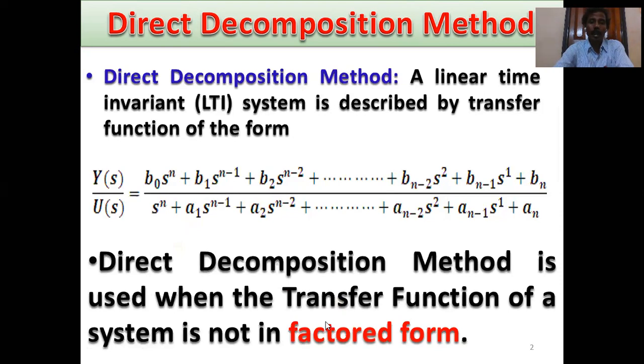Direct decomposition method is used when the transfer function of a system is not in factored form. This is the important sentence. Direct decomposition method is used when the transfer function of a system is not in factored form. That means if s to the power n plus a1 s to the power n minus 1 plus a2 s to the power n minus 2 plus an is not in factored form, then we can apply the direct decomposition method.